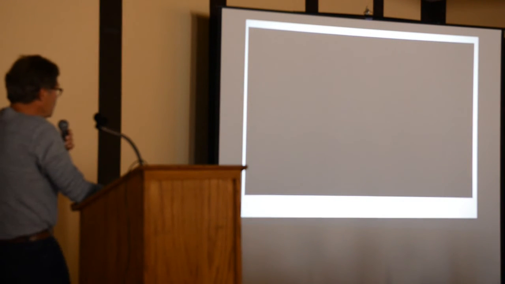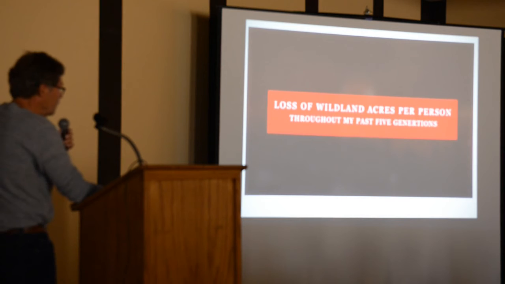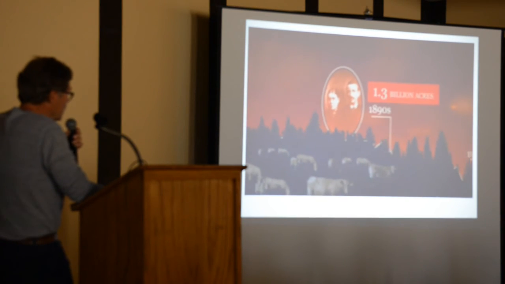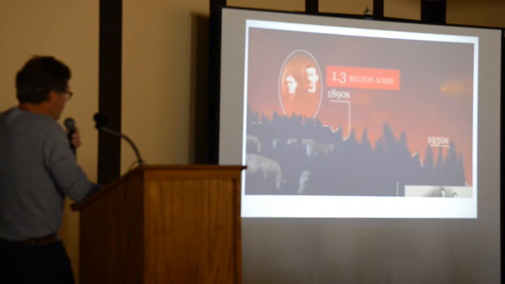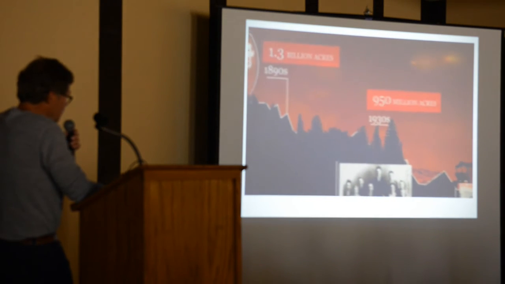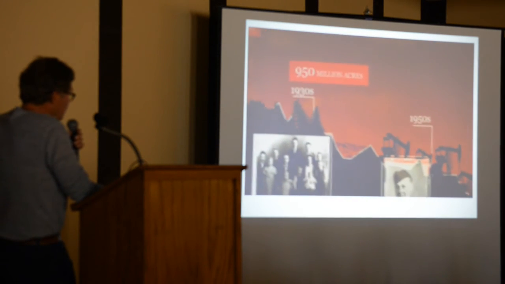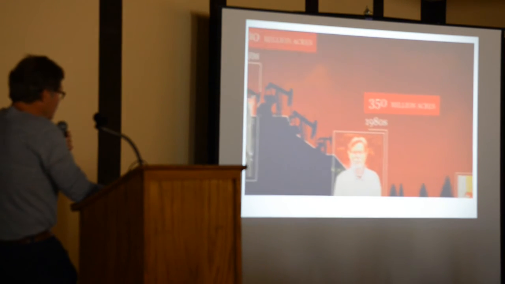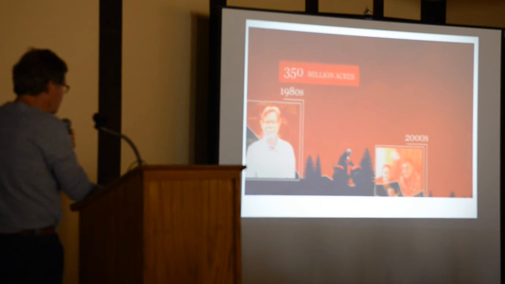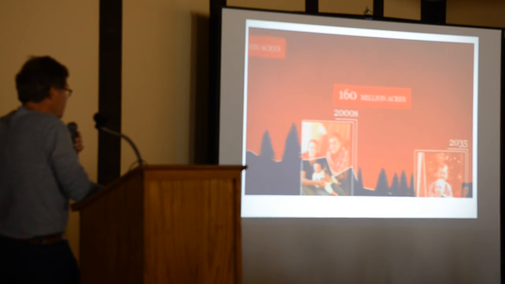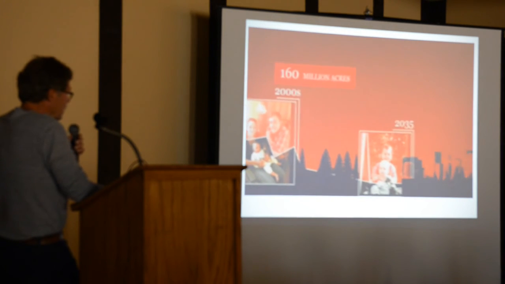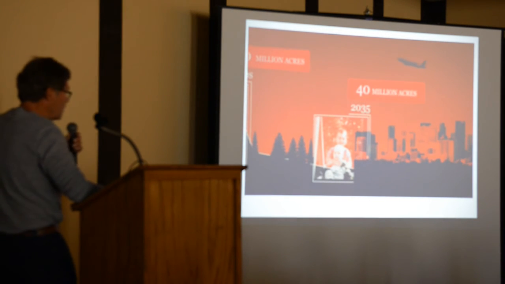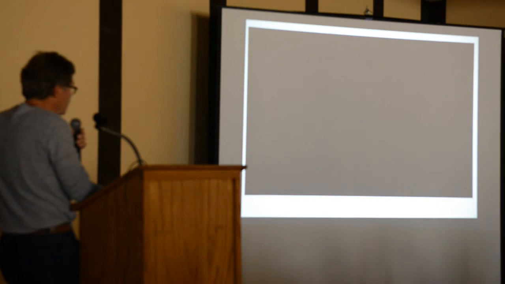What I wanted to do is just get an idea of the loss of wildlands in my family's generations. These are actually my great-grandparents, 1890s, calculated 1.3 billion acres. These are my grandparents, 950 million. My dad's generation, 500 million. My generation, 350 million acres left. My kids' generation, 160 million. And by the time my grandkids are in their 30s, there'll be about 40 million acres of unspoiled and unmodified wildlands left in the lower 48.